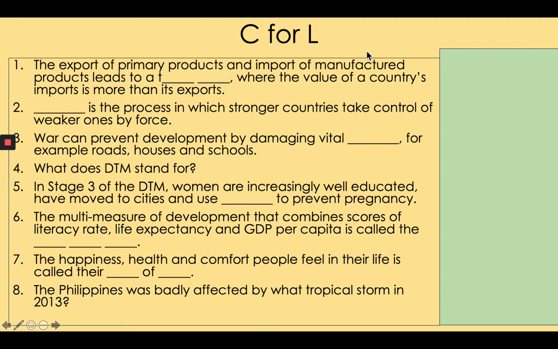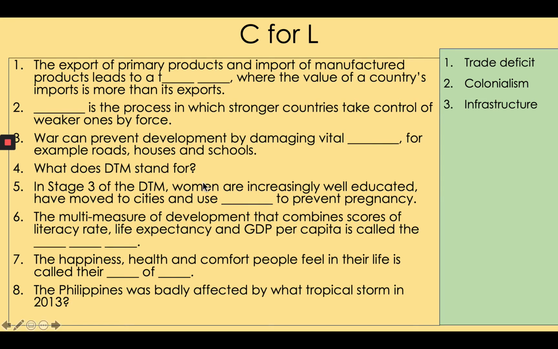Okay, let's review the answers. 1. The export of primary products and import of manufactured products leads to a trade deficit, where the value of a country's imports is more than its exports. 2. Colonialism is the process in which stronger countries take control of weaker ones by force. 3. War can prevent development by damaging vital infrastructure, for example roads, houses and schools.